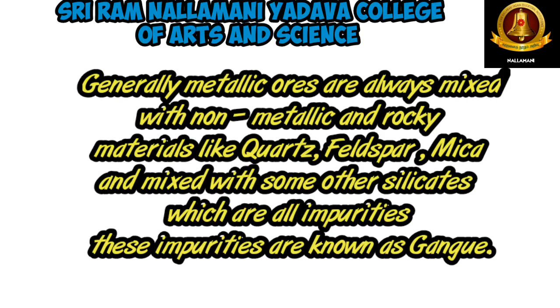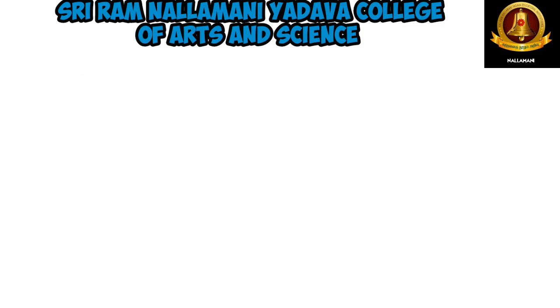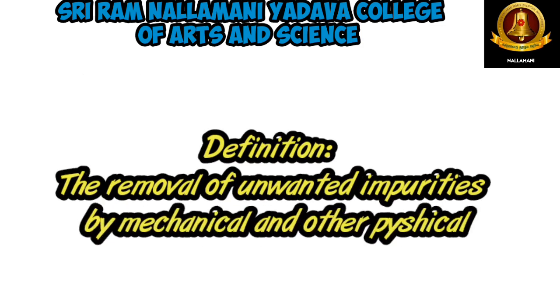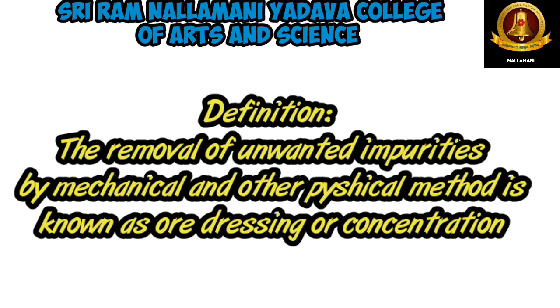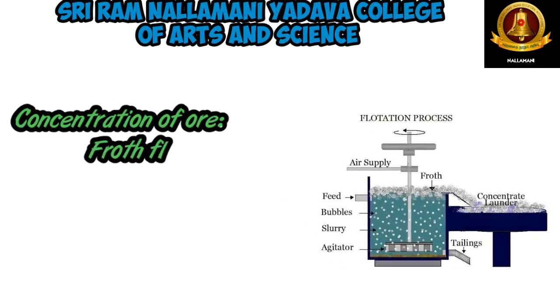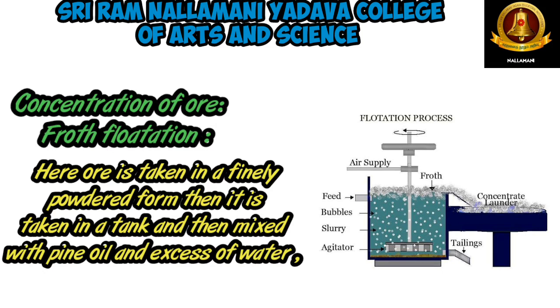Generally, metallic ores are always mixed with non-metallic and rocky materials like quartz, feldspar, mica, and some other silicates, which are all impurities. These impurities are known as gangue. The removal of unwanted impurities by mechanical and other physical methods is known as ore dressing or concentration. Concentration of ore by the flotation method.